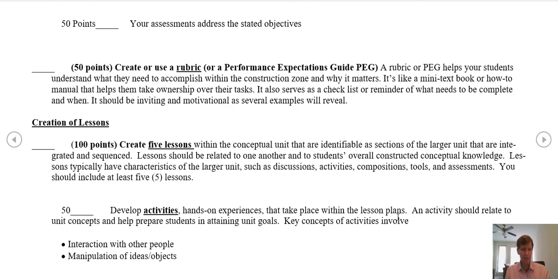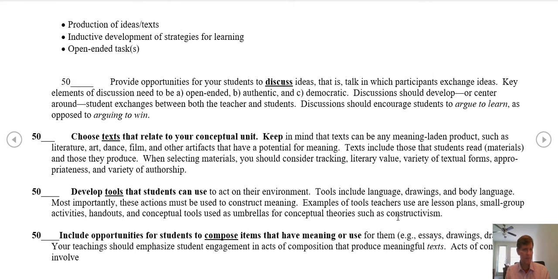For your lesson plans, again, I give you some criteria here for what you can do. That includes activities. What will students be doing? Are they interactive? Do they include a manipulation of ideas and objectives? Again, just use this as a checklist for yourself. What text are students going to be using? How will students be showing performance?